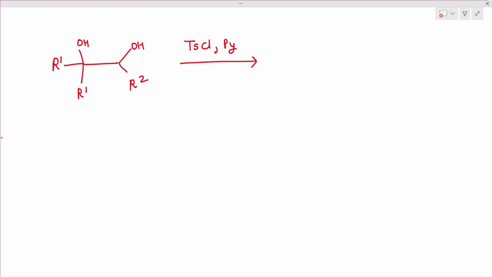Okay, this OH group is more hindered. Okay, this is more hindered because it is surrounded by two R groups, and this OH group is less hindered. So we have to do the tosylation at this position. Okay, so we are getting here at this position R2 OTs.